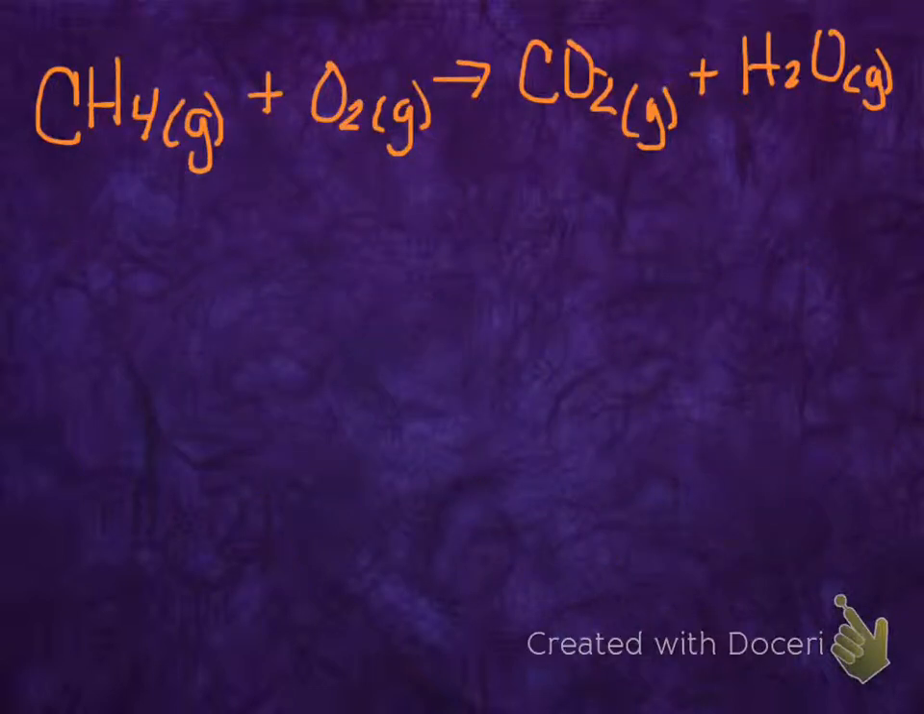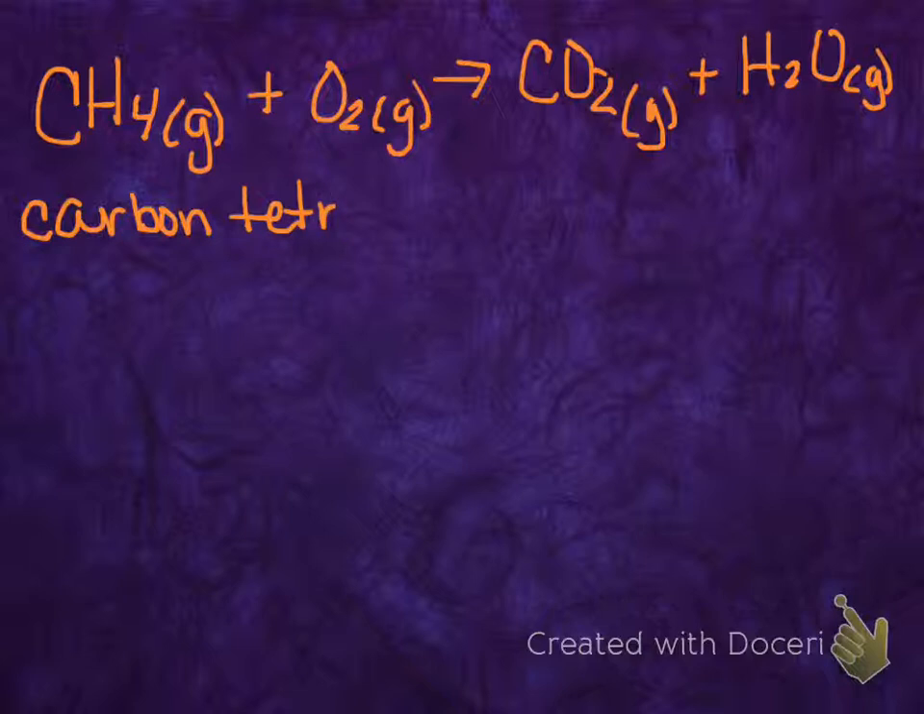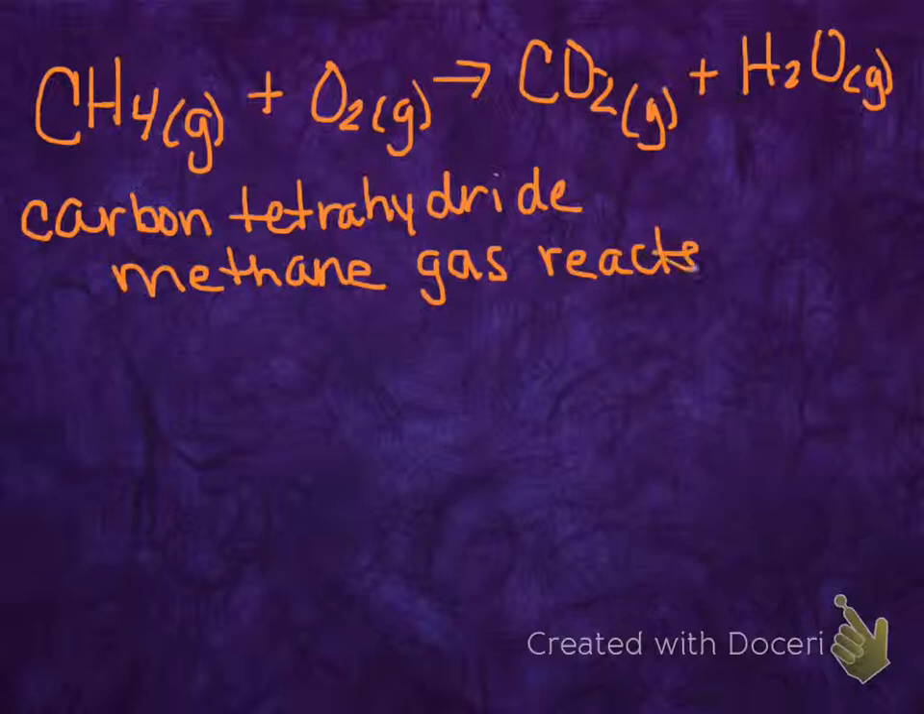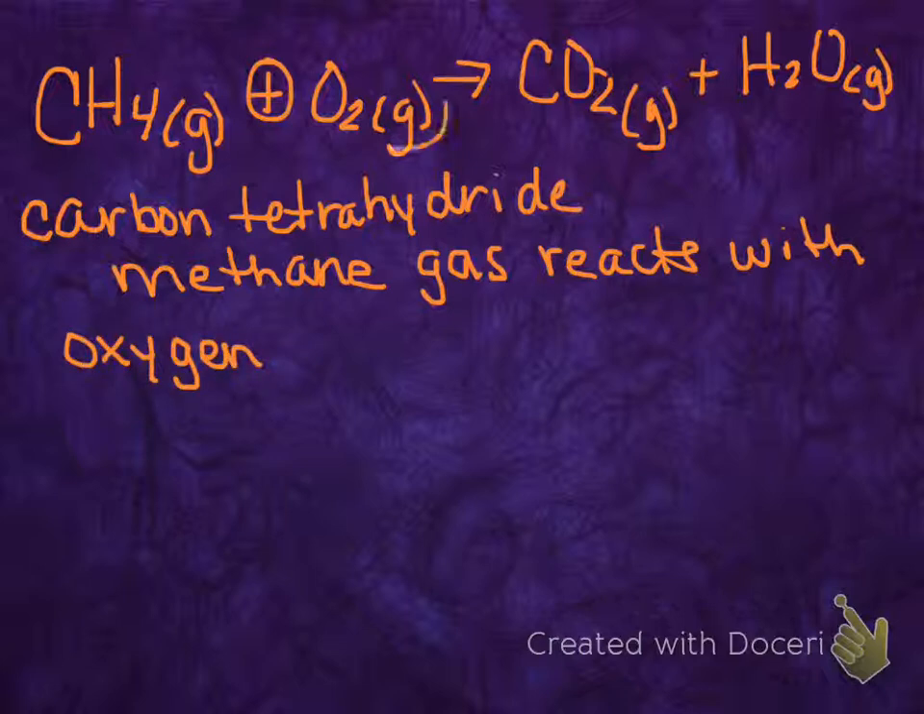One more. Okay, CH4. Again, we've got a covalent compound, so this is going to be carbon tetrahydride. Now, if you know the more common name for this, you could write down methane. That's what comes out of our gas jets for our Bunsen burners. Methane gas, or carbon tetrahydride gas, reacts with, that's the plus, with, we've got O2, so oxygen gas.